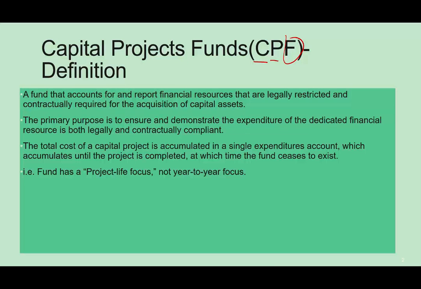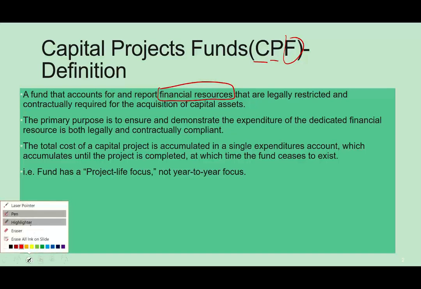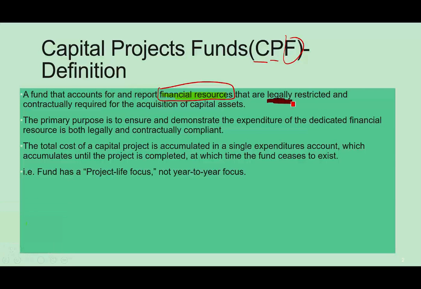What's the definition of a capital project fund? It's a fund. As you know, a fund is a separate entity that accounts for and reports financial resources. Notice, in the capital project fund, we are keeping track of our resources, and those resources are legally and contractually required for the acquisition of capital assets. So basically, we are keeping track of certain resources, usually money, that have a specific purpose. What's that specific purpose? It's to acquire the capital asset.